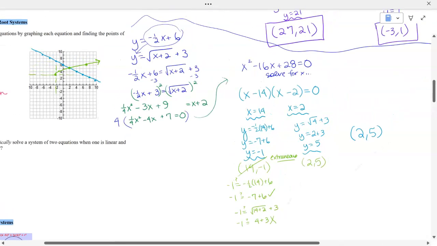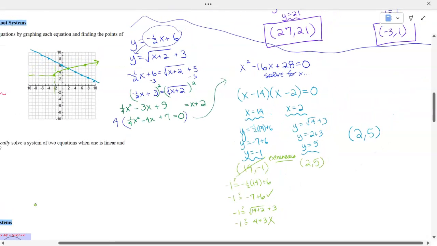And we could double check our point 2 comma 5. We could plug it into both equations. Oops, our y value is 5. And if we have -1/2 times our x value of 2 plus 6 and 5, does it equal -1 plus 6? And that is valid.